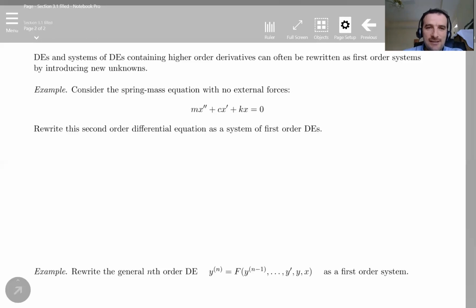As I said here in the note, systems of DEs can contain higher order derivatives.